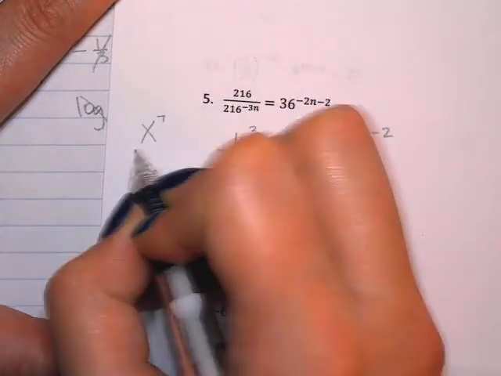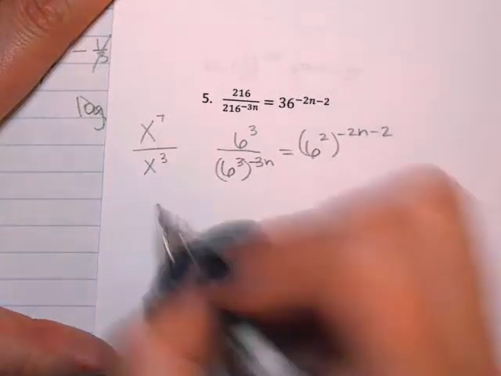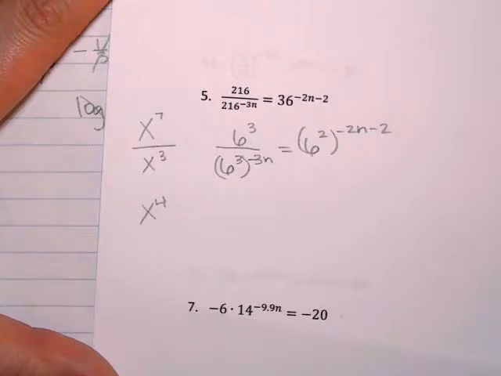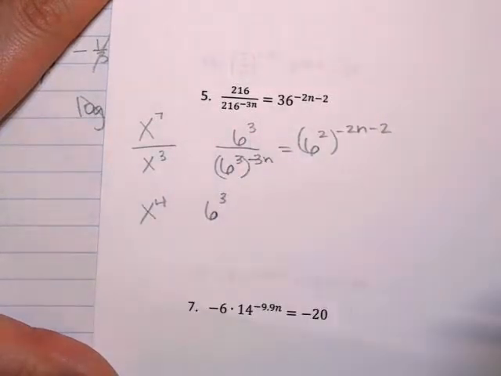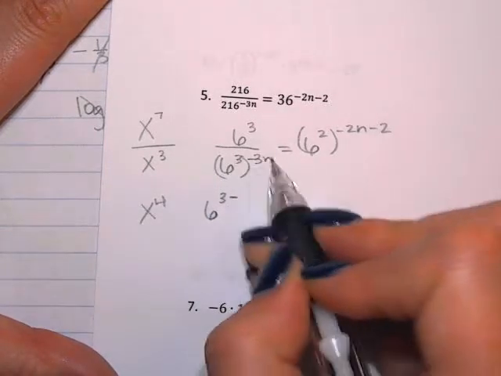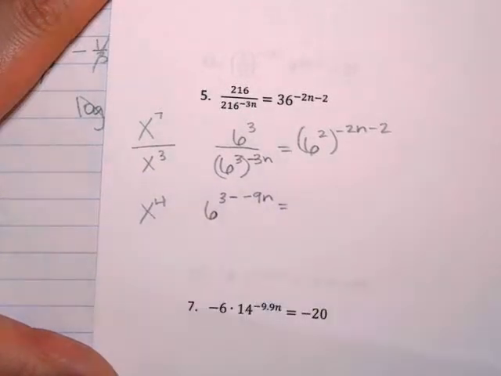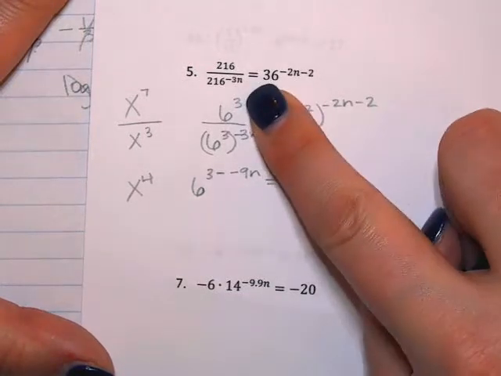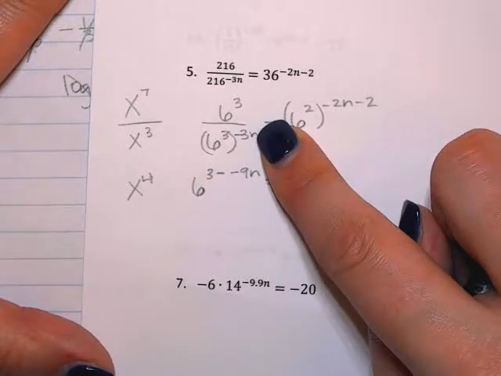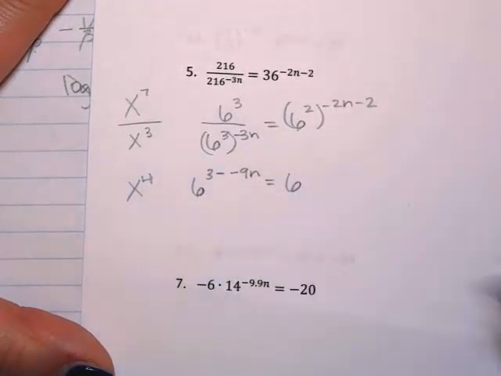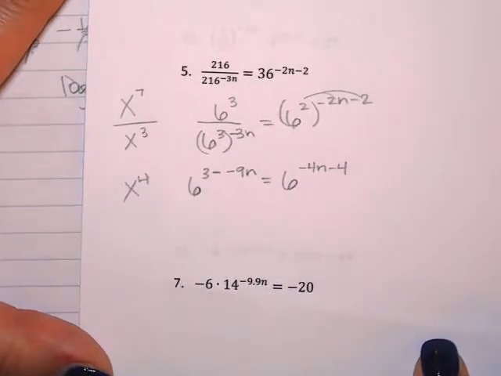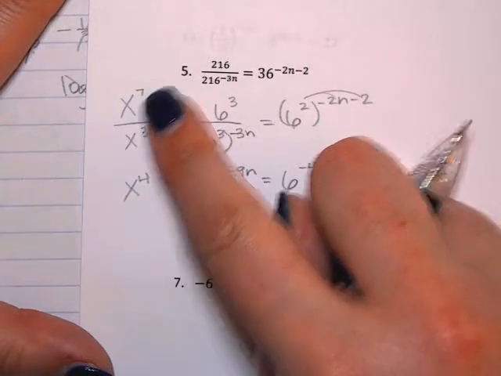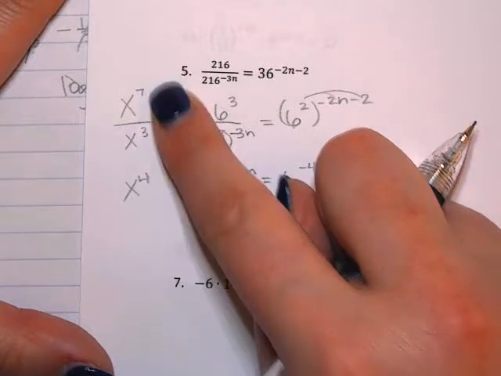Do not write this down. If I gave you x to the seventh over x to the third, what would that equal? X to the fourth, and what did you do with the exponents? You minus, right? So if I want to rewrite this problem, I'm going to have 6 to the third, that's the top, minus, what's the exponent on the bottom? Negative 9n. Did you see what I did? So I did 3 minus negative 9n. So plus 9n. Okay. Equals 6 to the 4. Okay, and you can go from there, right? Okay, can you plus 9n? Yep. So when we have something where they've got the same base and the exponents are different and it's written as a division problem, you just subtract them.